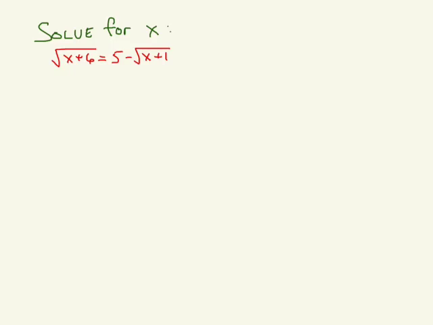Our first example today is the square root of x plus 6 equals 5 minus the square root of x plus 1. And if we square both sides, we should be able to get some things to happen. First of all, the square root of x plus 6 will become just an x plus 6. The other side of this becomes something that we need to FOIL out. So let's take the time to look that over a little bit and make sure we understand that when we square a binomial, that means we have to FOIL.